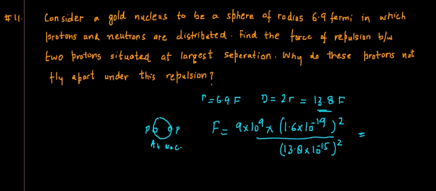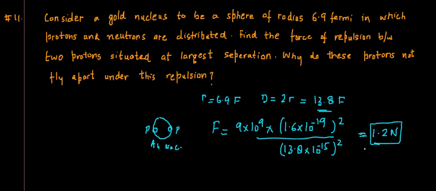be approximately 1.2 newtons. Okay, so this much amount of force, imagine this is a very large force per proton, because protons are extremely small entities, and for those two protons to have such a large force inside. Why is it that, as asked in the question, these protons do not fly apart under this repulsion?